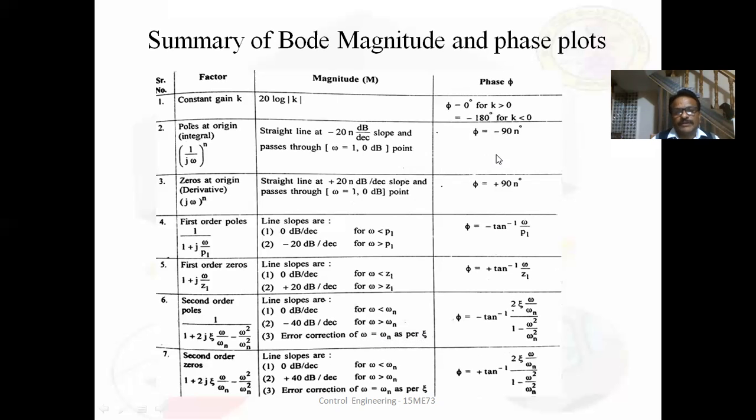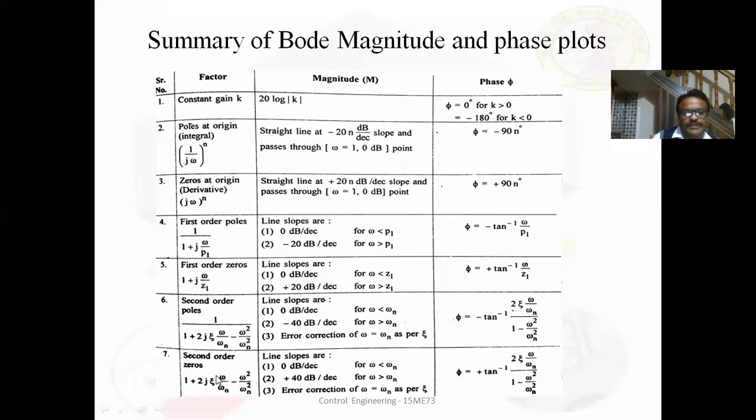Then the phase plot, the phase angle. How do you calculate the phase angle? Phase angle is equal to minus tan inverse of 2 zeta omega by omega n divided by 1 minus omega square by omega n square. That means the imaginary part is 2 zeta omega by omega n, and the real part is 1 minus omega square by omega n square.